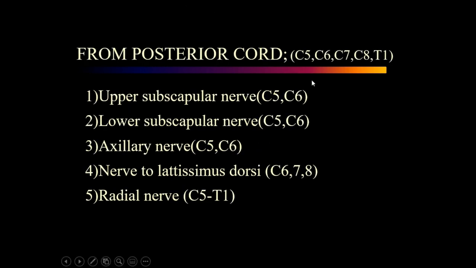Branches of posterior cord, its root value may be from C5 to T1. Two subscapular nerves, C5 and C6, upper and lower, they supply the subscapularis muscle. Axillary nerve, C5 and C6, it supplies the deltoid and the teres major muscle. Now thoracodorsal nerve, C6, C7, C8, supplies the latissimus dorsi muscle. Radial nerve, which is the nerve of the posterior compartment of the arm and the forearm.